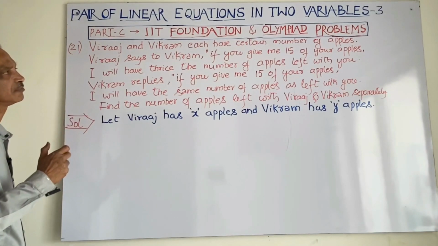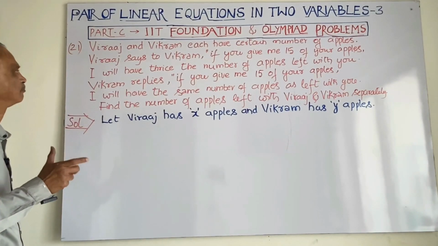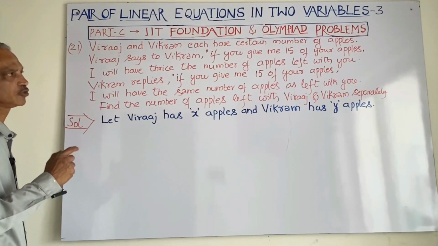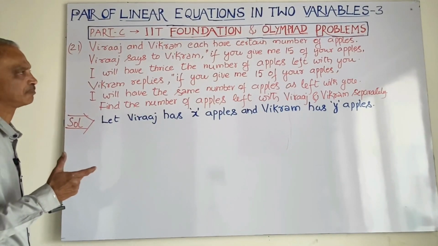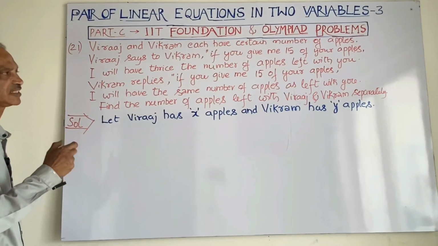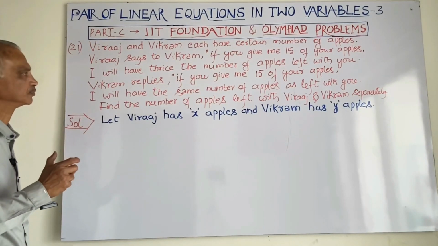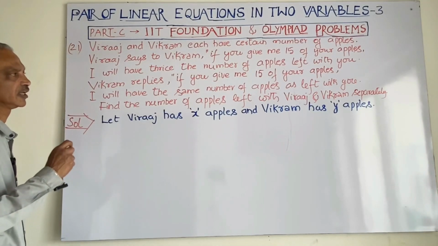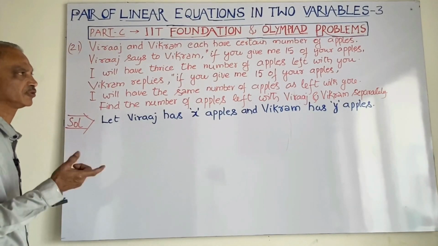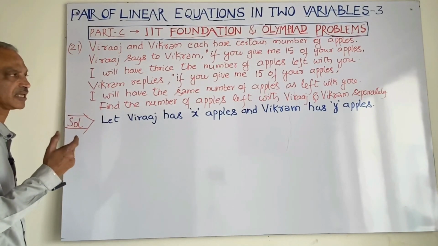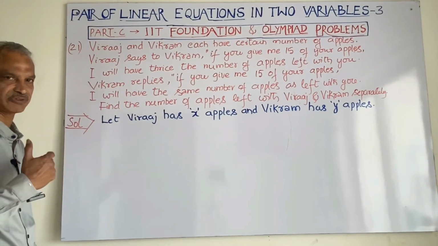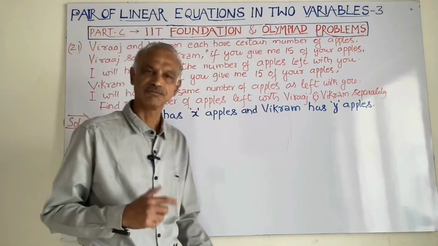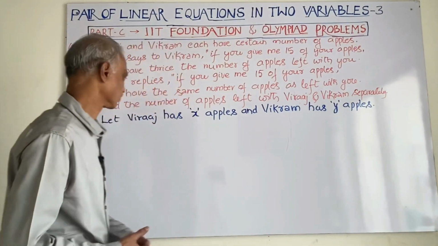Viraj and Vikram each have a certain number of apples. Viraj says to Vikram, if you give me 15 of your apples, I will have twice the number of apples left with you. Vikram replies, if you give me 15 of your apples, I will have the same number of apples left with you. Find the number of apples left with Viraj and Vikram.